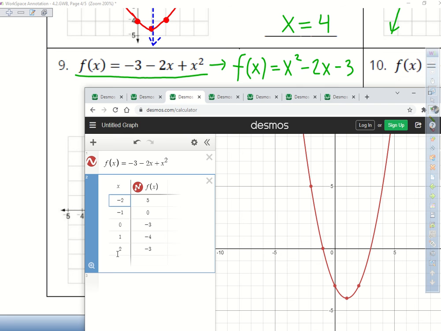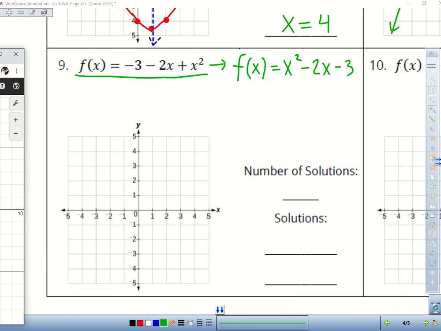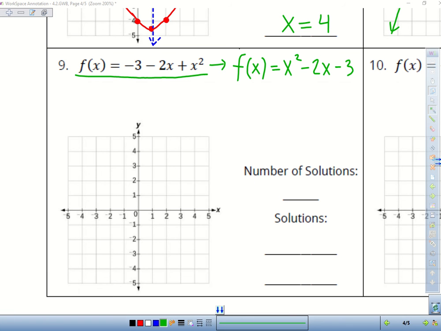I put in a few values for my table to get some values I know will fall on my graph, and we'll go ahead and plot those. So I go to -2, 5, 1, 0, 3 or 0, -3, 1, -4, and 2, -3.